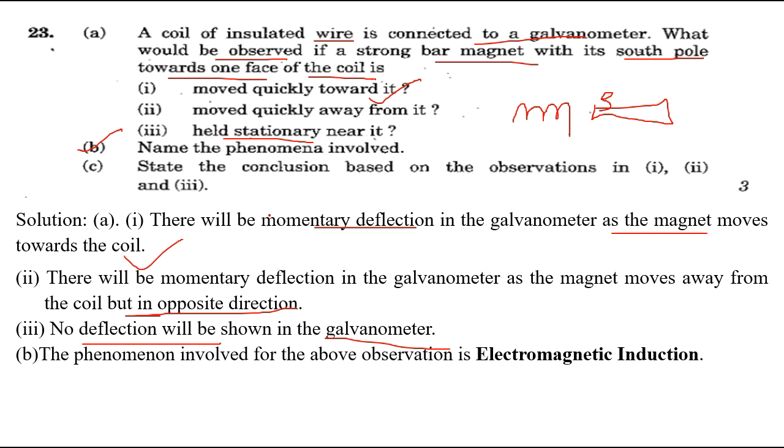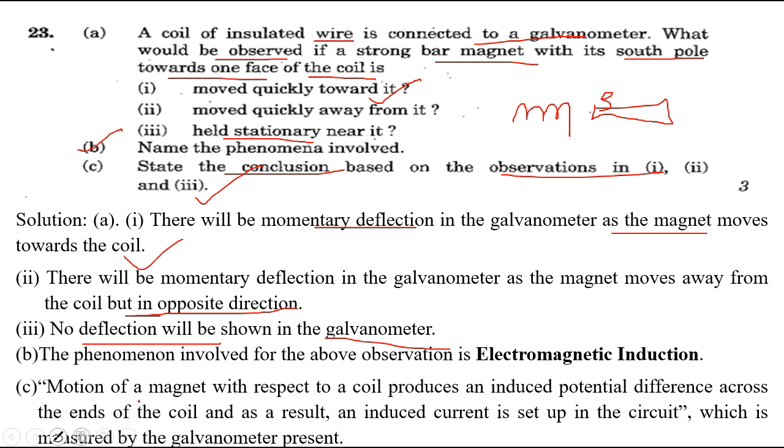Now the third question says state the conclusion based on observations 1, 2 and 3. Means what you can conclude from the above observations. So we can say that the motion of the magnet with respect to the coil produces an induced EMF across its ends. Induced EMF means induced potential difference across the ends of the coil, and as a result an induced current is set up in the coil, which is measured by the galvanometer that is present. This will be your answer.